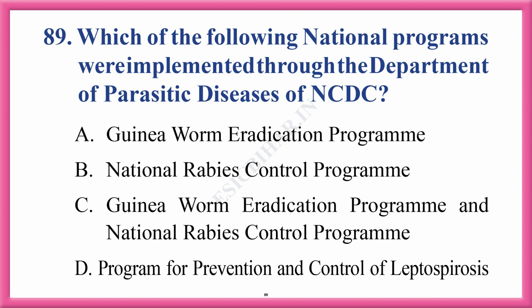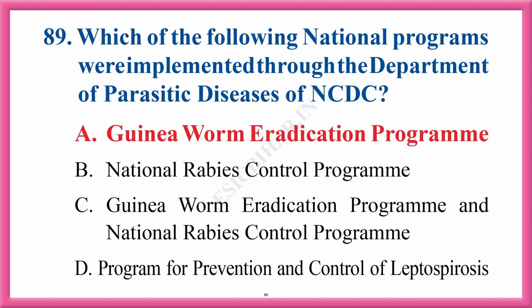A. Guinea Worm Eradication Program. B. National Rabies Control Program. C. Guinea Worm Eradication Program and National Rabies Control Program. D. Program for Prevention and Control of Leptospirosis. And the answer is A. Guinea Worm Eradication Program.